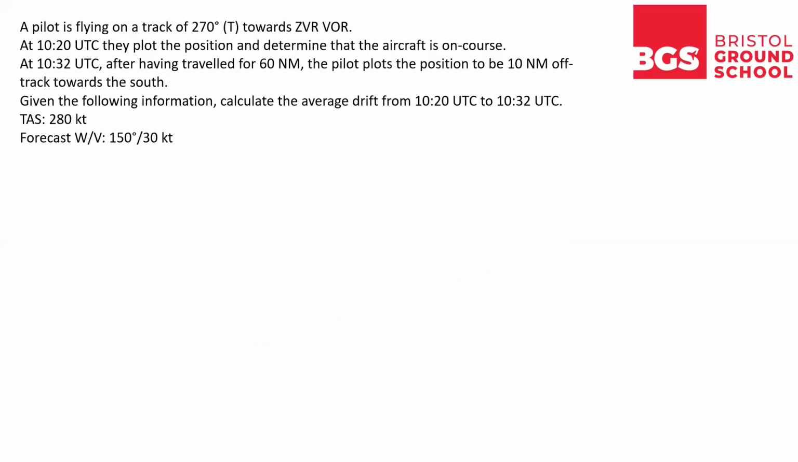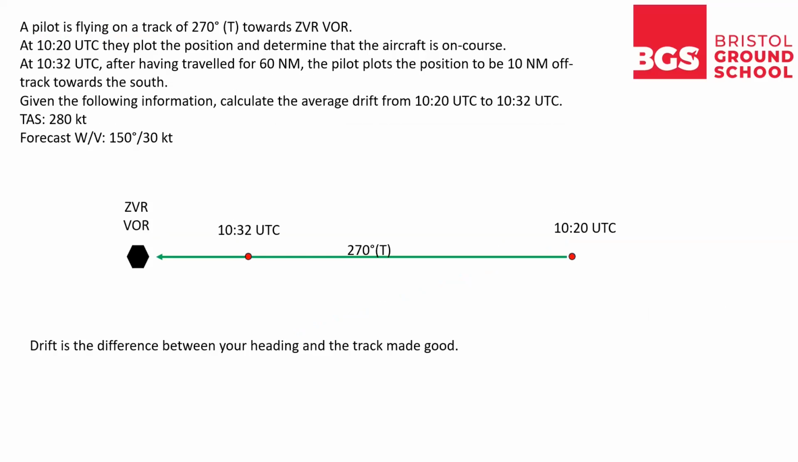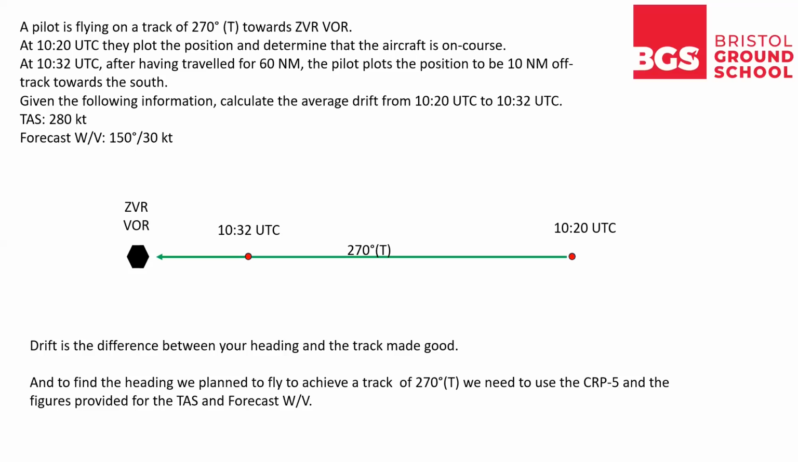The reason for that is that the drift is simply the difference between your heading and the track made good. And obviously, in our pre-planning, we have decided to use the TAS of 280 and the forecast wind to work out what heading to fly to, we hope, fly 270 degrees true. To find out what that heading is, we would have to use the CRP5. So we need to plot in it the TAS and forecast wind vector and then the track to work out what heading we should be flying.